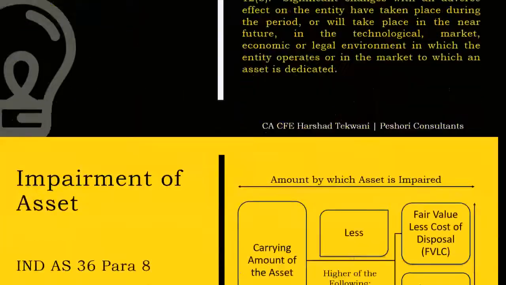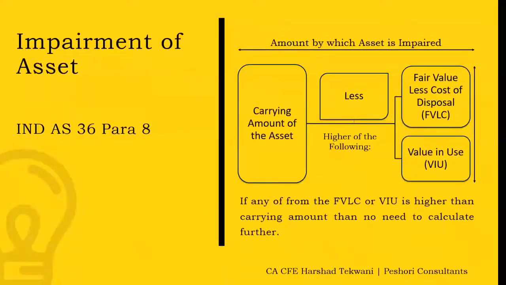Now moving ahead. Coming to the impairment of asset. As I said, the impairment loss is measured as the difference between the carrying amount of the asset and the higher of fair value less cost of disposal and value in use. Let me explain each term in detail. What is fair value less cost of disposal?